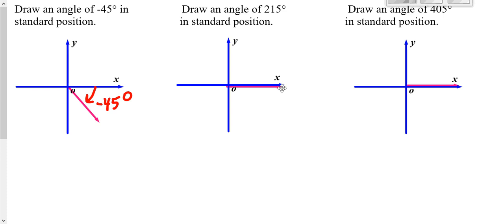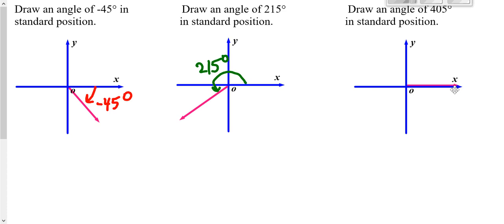Here on this one, we need to be at positive 215 degrees. So we'll go ahead and rotate. Here we're at 90. Here we're at 180. We'll be at 215 over here. So positive is going counterclockwise like we showed you, and then you draw an arc with an arrow and then go 215 degrees.